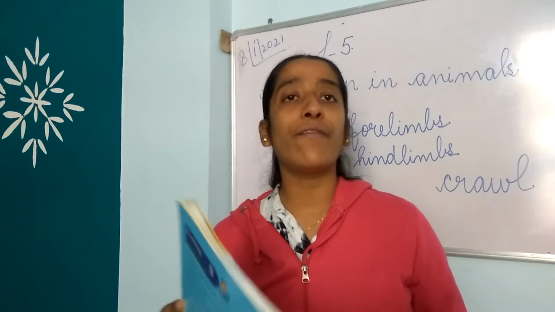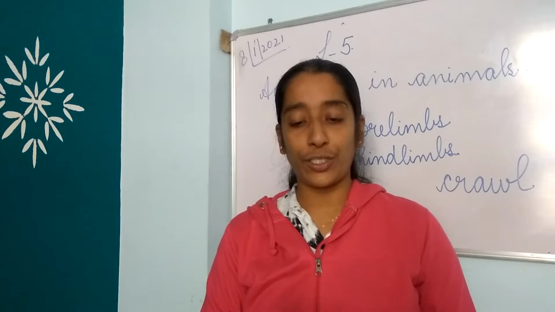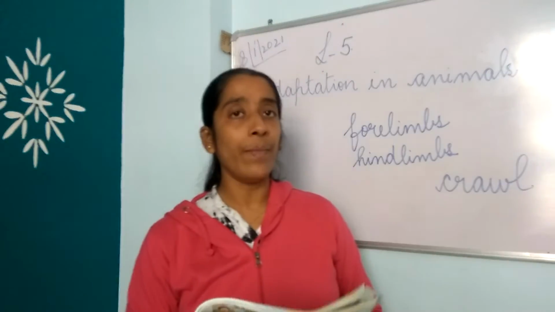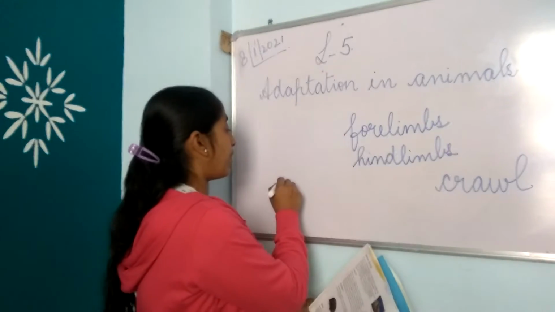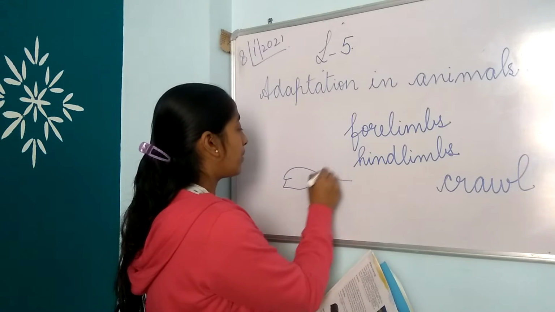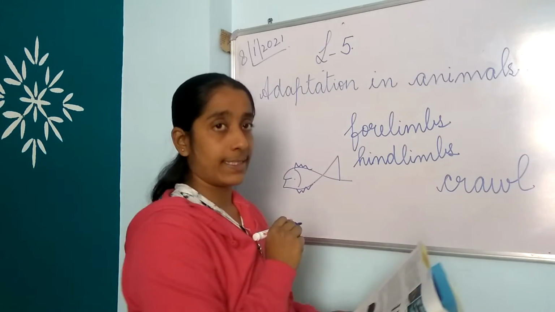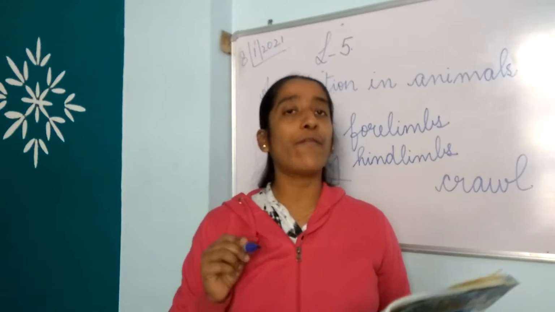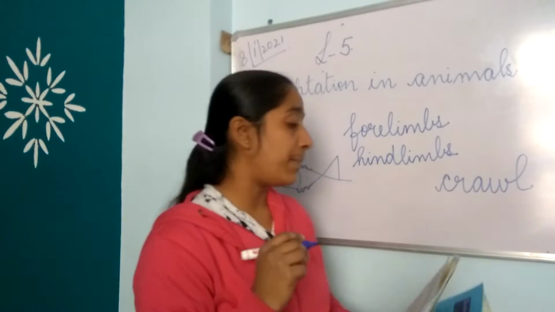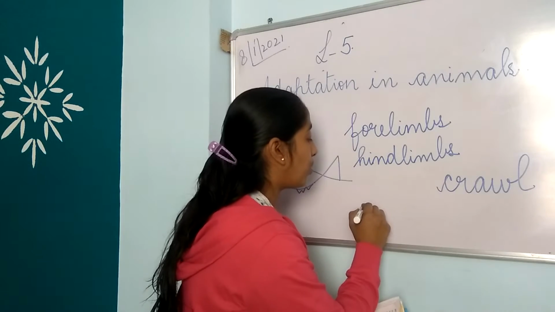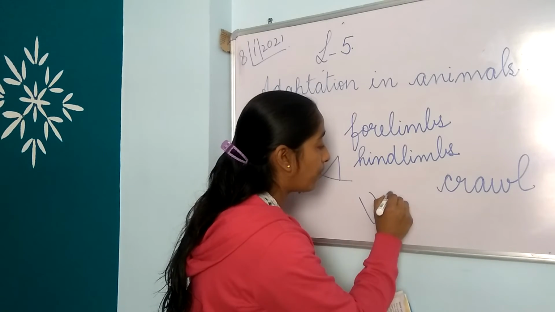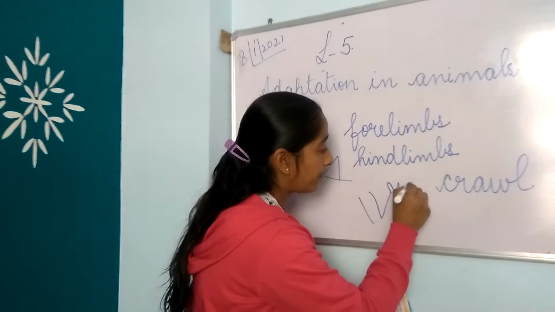Now fins you can find in the fish. Fish swim with the help of the fins. If you have seen a fish, okay, it has got fins. Next, if you see frogs, they swim with the webbed feet or webbed toes. Agar if you have seen, this is the leg of the frog.